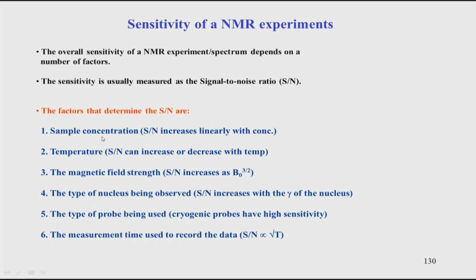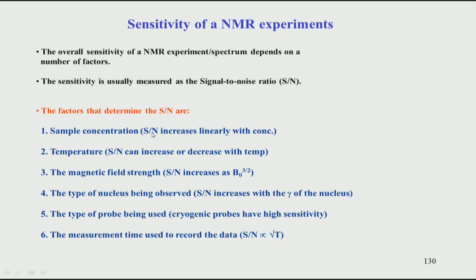The first most important thing is the concentration of the sample. Signal to noise increases linearly with concentration. Suppose I have a 10 millimolar sample of my molecule and I record another spectrum with a 20 millimolar sample. The 20 millimolar sample will have 2 times the sensitivity or signal to noise compared to the 10 millimolar, provided all other conditions are kept the same. That means we are comparing with the same spectrometer, same number of scans, same temperature, etc. If you keep all these parameters the same, then the sample concentration is directly proportional to the signal to noise.